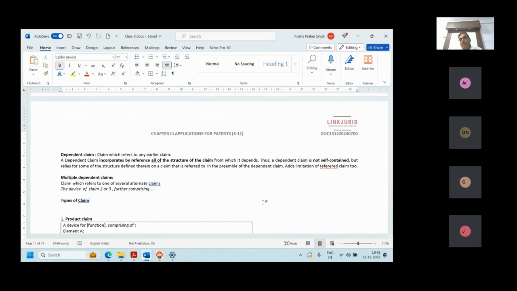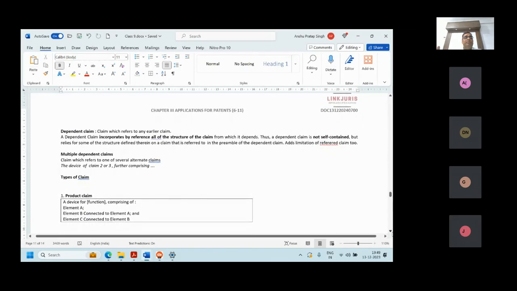There can be multiple dependent claims, and we will see that when we will be looking into different types of claims. So there can be multiple dependent claims. What happens is, suppose you are referring not only to one claim, but you are referring to one or two claims or more than one. So the device of claim two or three further comprises. So this is how multiple dependent claims are identified. If this claim is dependent on not only one claim, but more than one claim. One, two, three, four, any number of these can be there.